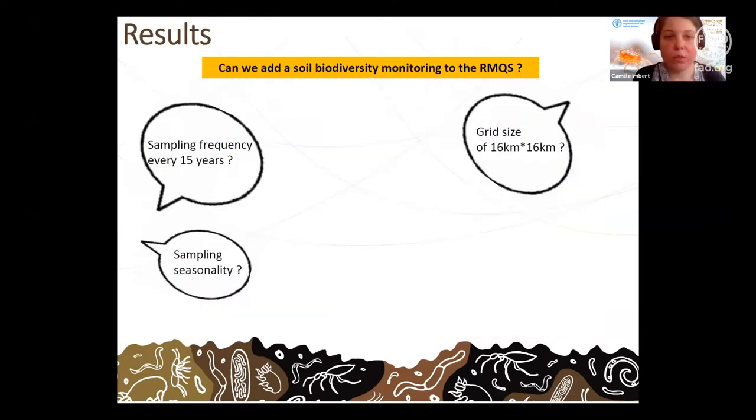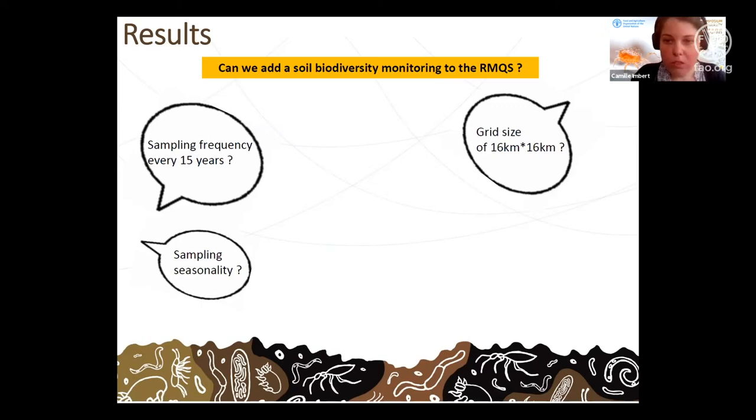So can we add soil biodiversity monitoring to the arrangements? That means, is a sampling frequency of every 15 years okay for soil biodiversity monitoring? And for the sampling seasonality, that means sampling all year except when the soil is too wet or too dry, is it okay to sample the biodiversity? And is the grid size of 16 kilometers by 16 kilometers okay?